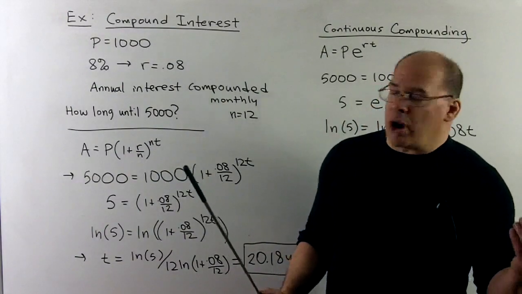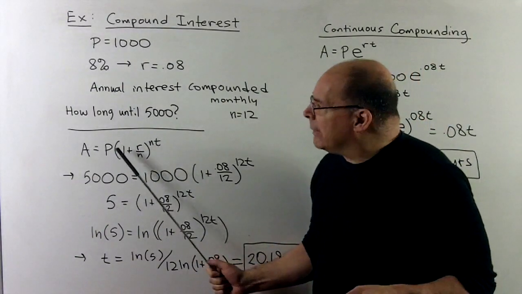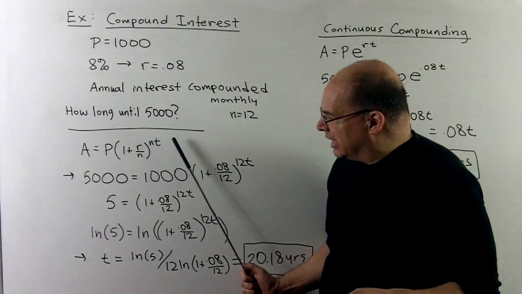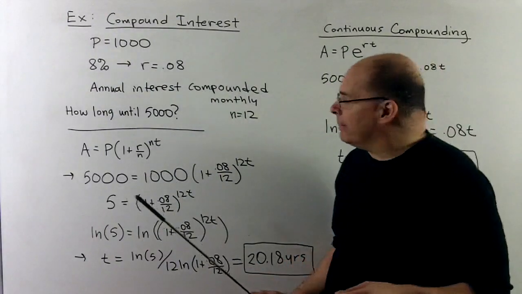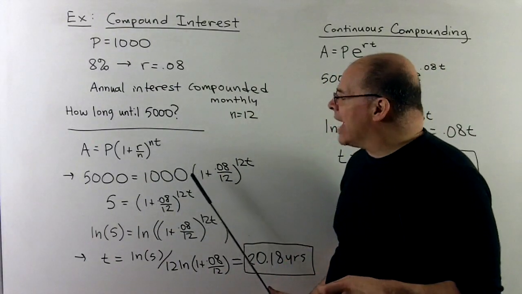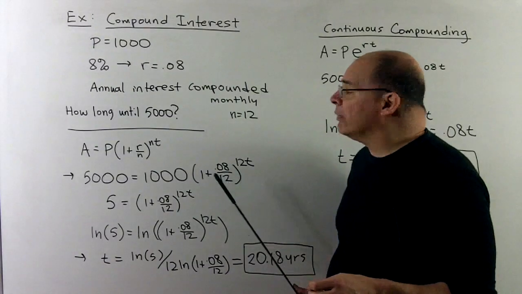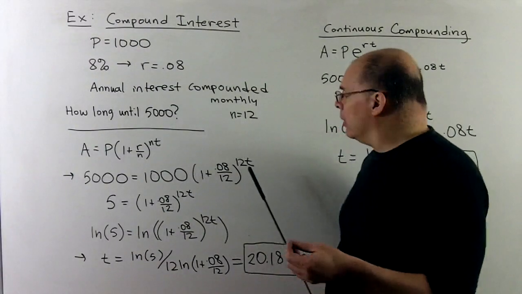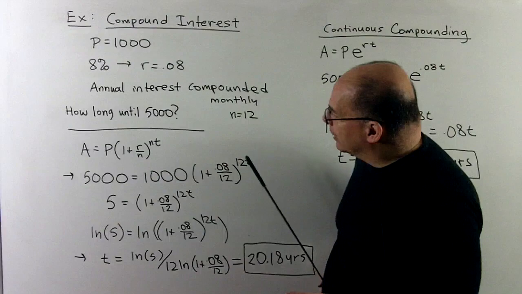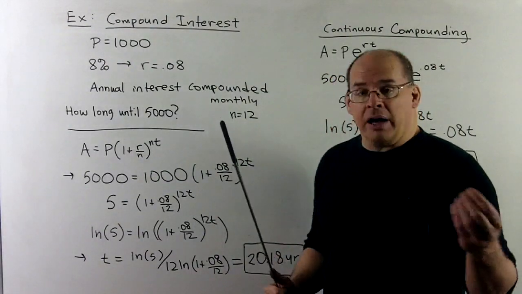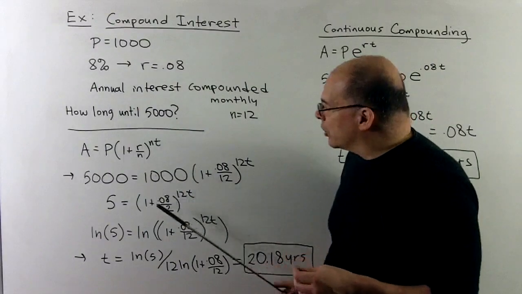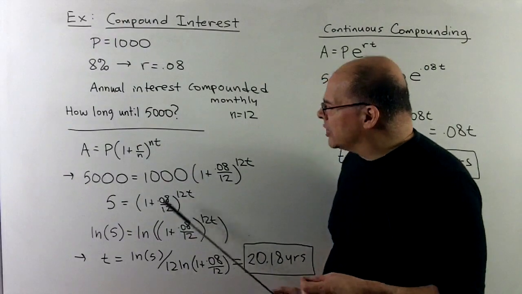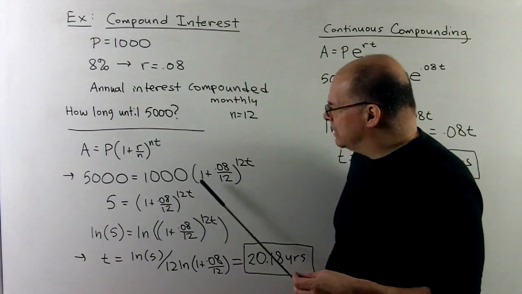Now we're going to take our data and drop it into the formula, A equals P times (1 plus r over n) raised to the n times t. Our numbers go in, we get 5,000 equals 1,000 times (1 plus 0.08 over 12) raised to the 12t. t is what I'm trying to solve for here. We note the t is up in the exponent. I need to isolate the exponential part, so I'll divide both sides by 1,000. That gives us 5 equal to (1 plus 0.08 over 12) raised to the 12t.